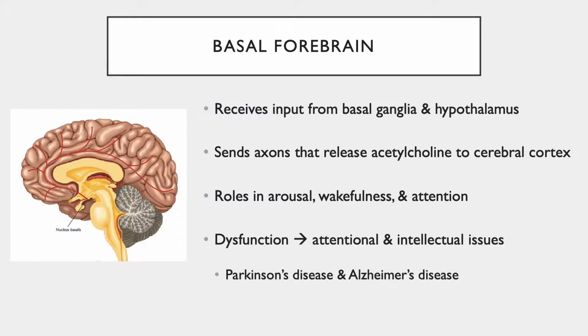The basal forebrain includes structures that are located in the forebrain in front of and below the striatum. It includes brain regions such as the nucleus accumbens, septal nuclei, and a variety of other forebrain structures. It receives input from the basal ganglia and the hypothalamus, and it projects cholinergic neurons from the basal forebrain to the cerebral cortex. That is, the cell bodies are located in the basal forebrain, and its axons project to the cerebral cortex, where acetylcholine can be released.